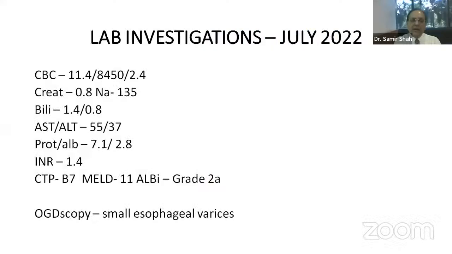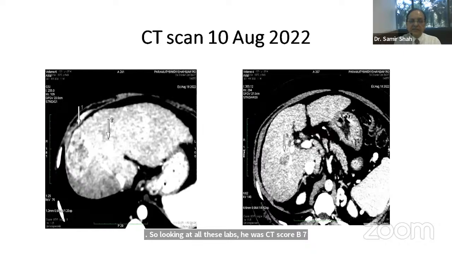MELD of 11, and he is Child-Pugh grade 2A. Endoscopy had showed small esophageal varices. When we did imaging, we found that he had two tumors in the right lobe.